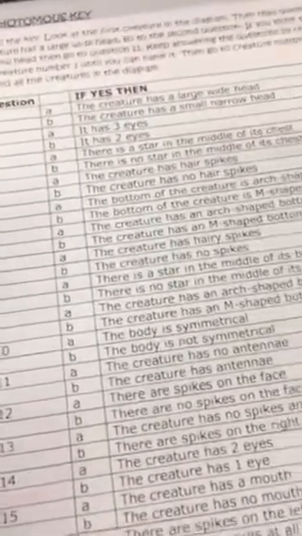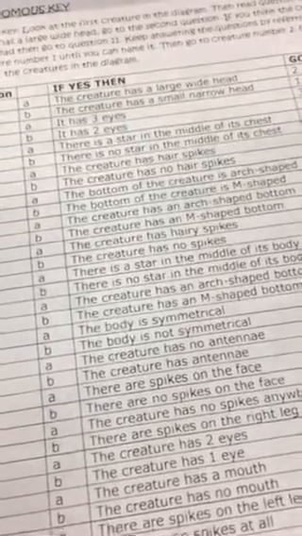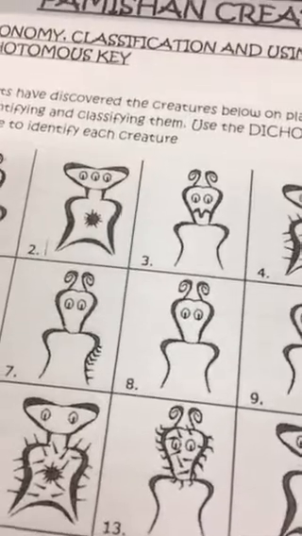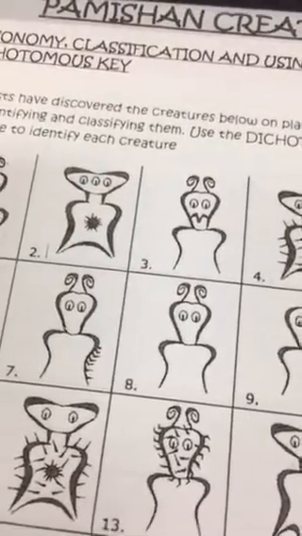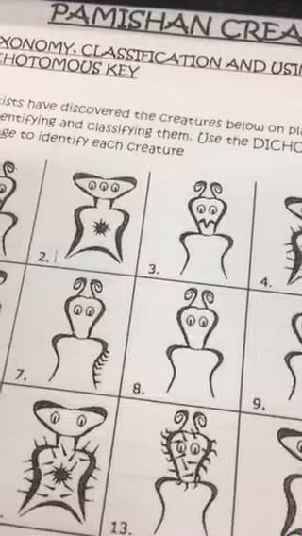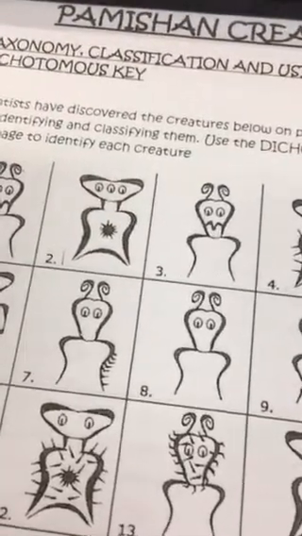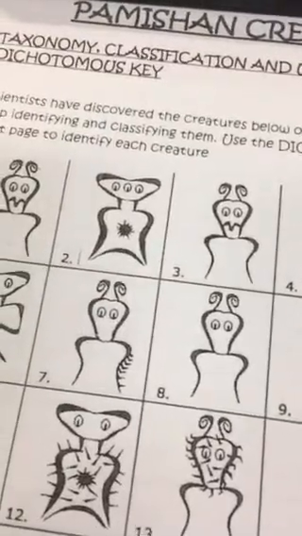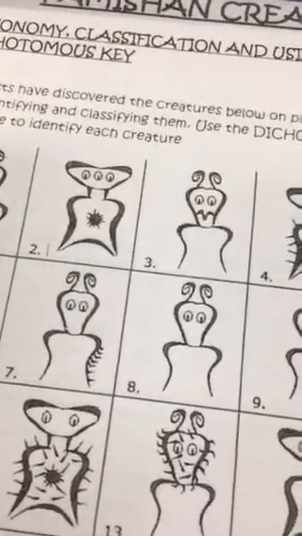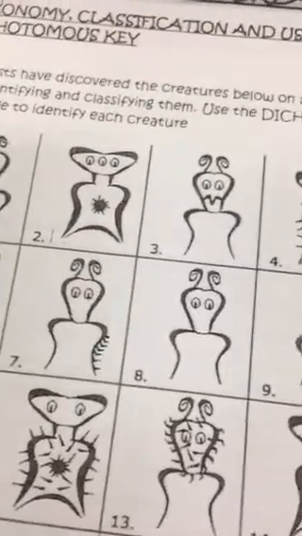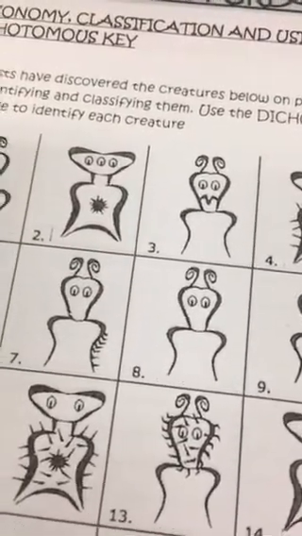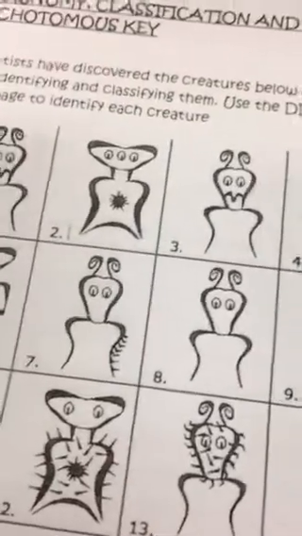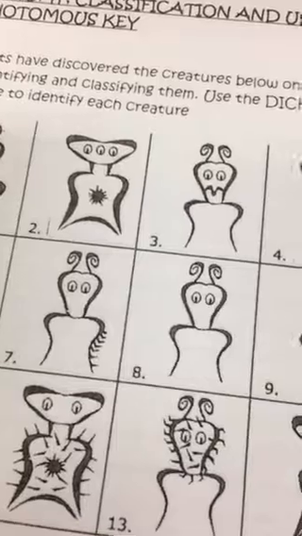So starting again, does the creature have a large wide head or the creature has a small narrow head? So this organism now has a wide head. This is going to tell me to go to number two. It has three eyes or it has two eyes. This creature has three eyes, so then we are moving to number three. There's a star in the middle of its chest, or there's no star in the middle of the chest. So there you'll see a star. So then we are going to number four. The creature has hair spikes, or the creature has no hair spikes. No hair spikes. Then it tells me to go to number five.